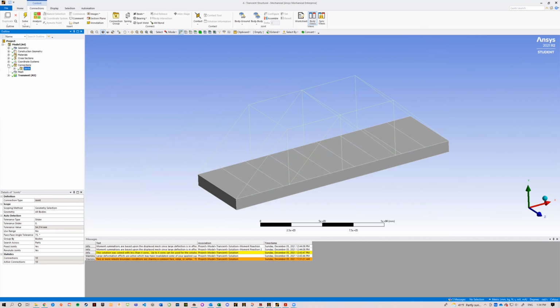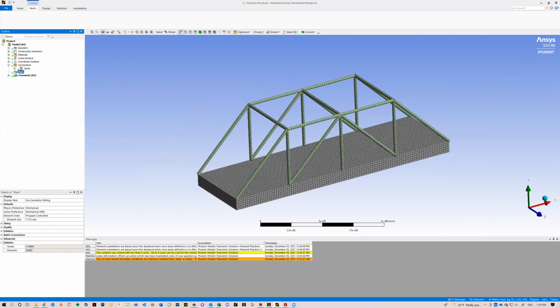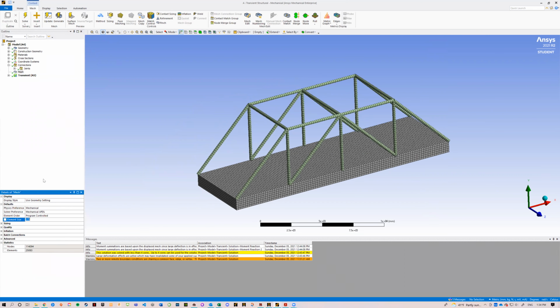So this is just one of many iterations I've done in terms of mesh size. I did runs with 700 millimeter element size, 500, 300, 200, and 175 millimeters.